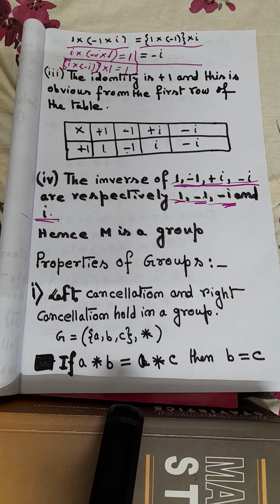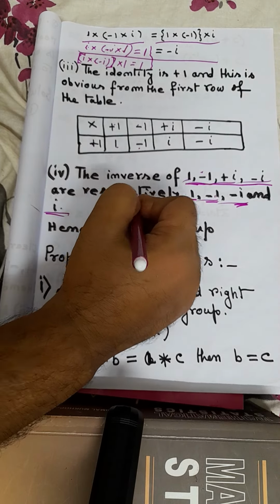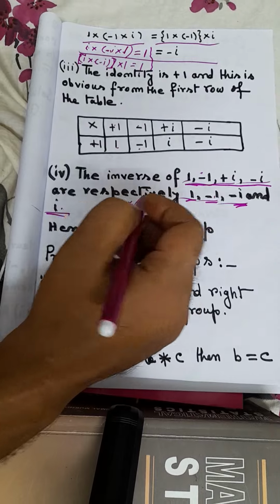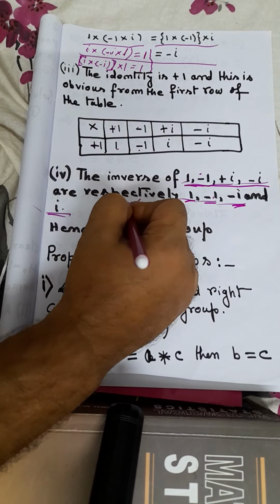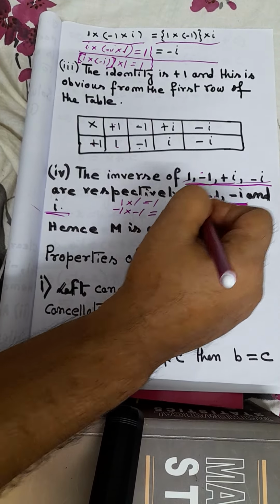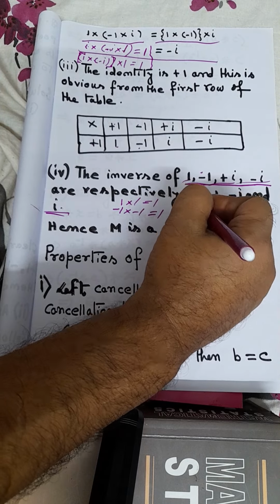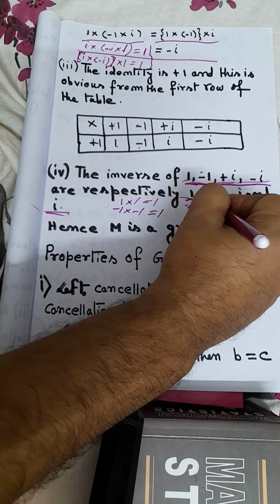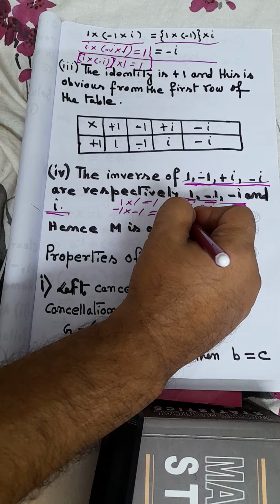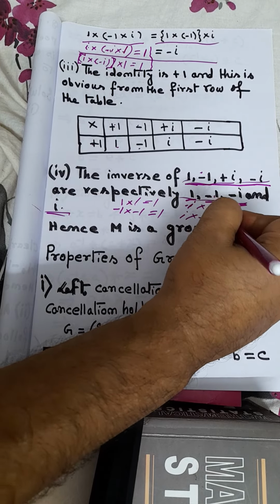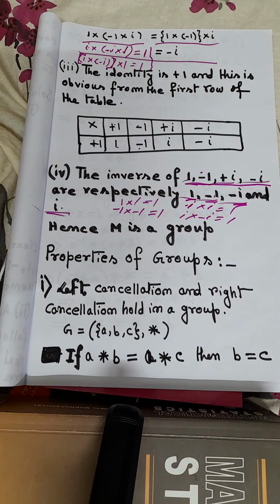Correct? Like 1 into 1, we will get 1. Minus 1 into minus 1, we will get 1. Minus i into i, we will get 1. i into minus i, we will get 1. Correct? Hence, we can say the inverse exists. Inverse also exists.